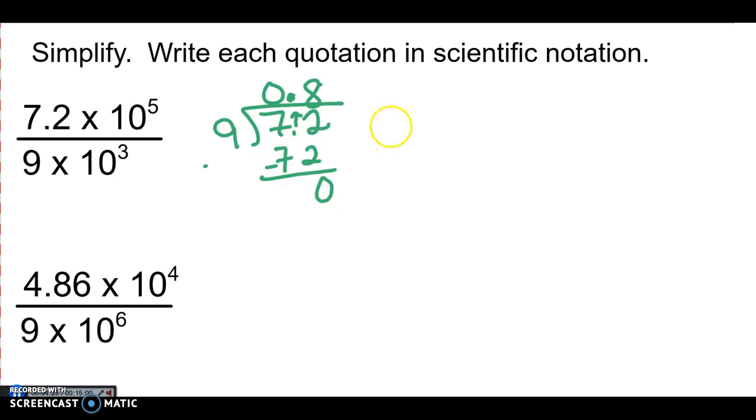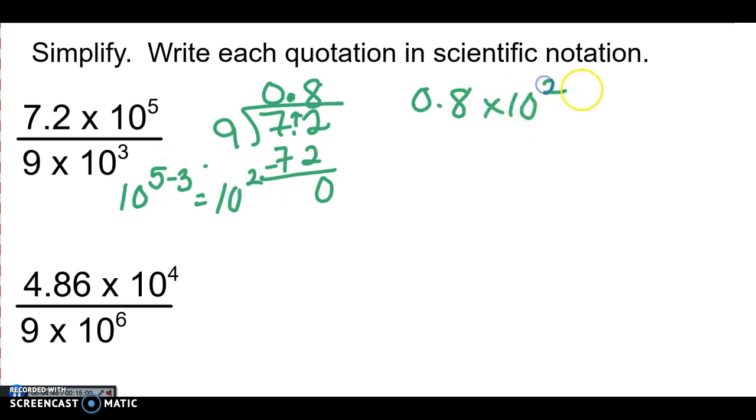So that's 0.8. And then I have 10 to the 9th minus 3, which is 10 to the 6th. Now, you might think you're done, but if you look at this number carefully, it really is not in scientific notation.